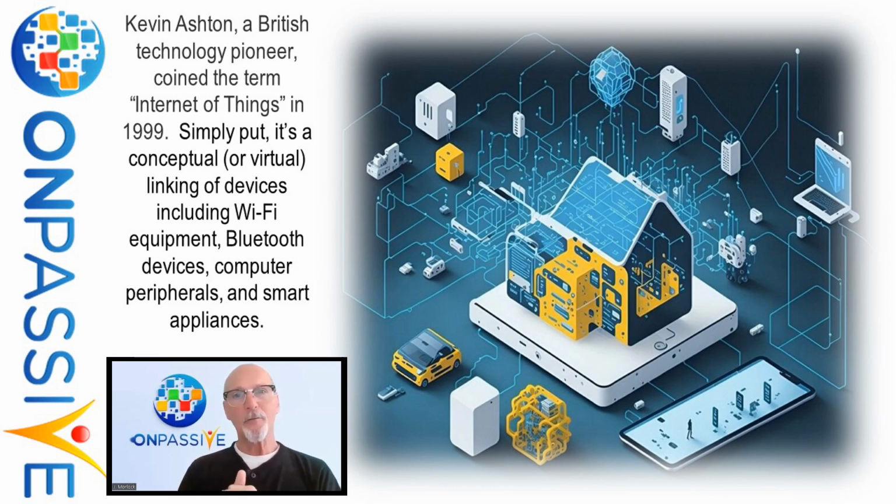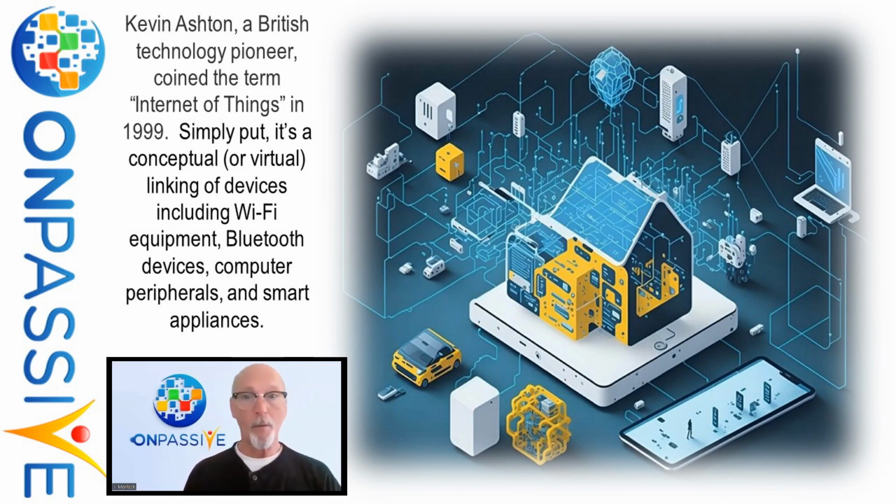Anyway, hey, there was a guy named Kevin Ashton. He was a British technology pioneer, if you want to put it that way. And he's the one that actually coined the term Internet of Things. It was back in 1999. As such, IoT, Internet of Things technology, has been described as a network of physical devices and other objects with sensors and software and network connections.